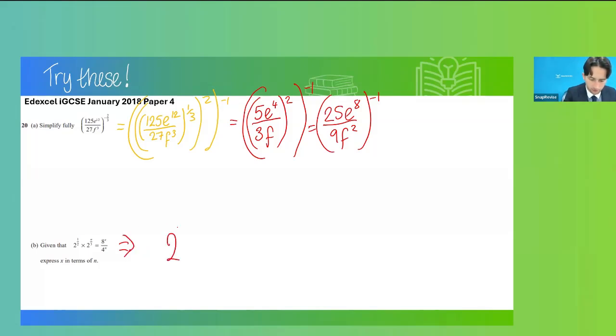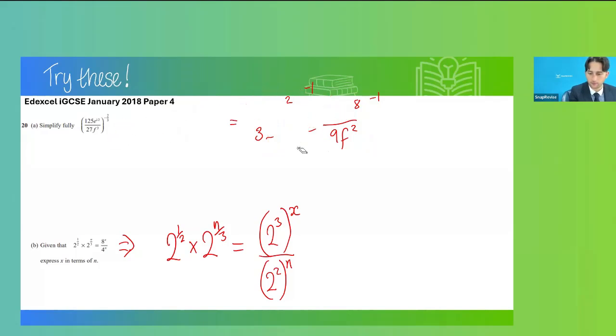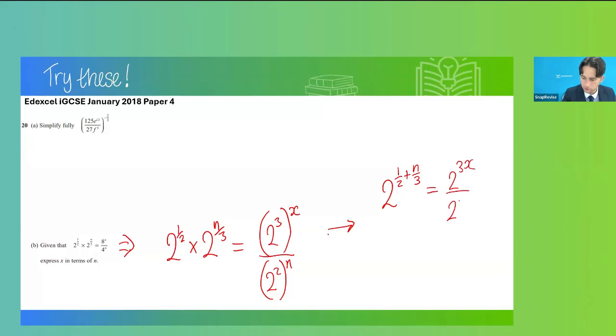So I would get 2 to the half times 2 to the n over 3 equals 2 to the 3 to the x, aka 8 to the x, over 2 to the 2 to the n. And now it's always powers of 2, and I can solve it. So I'm actually going to bring this result in. But basically, again, on the left-hand side, you're going to get 2 to the half plus n over 3. And here, you're going to get 2 to the 3x over 2 to the 2n, which is the same as subtract. So 2 to the 3x minus 2n.